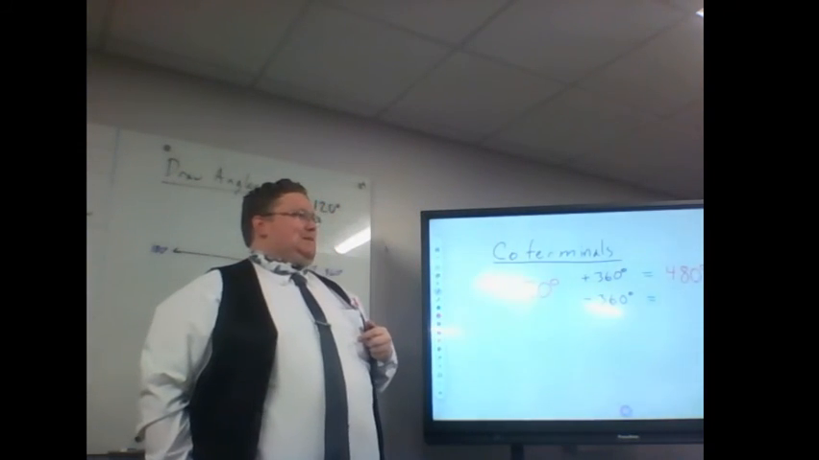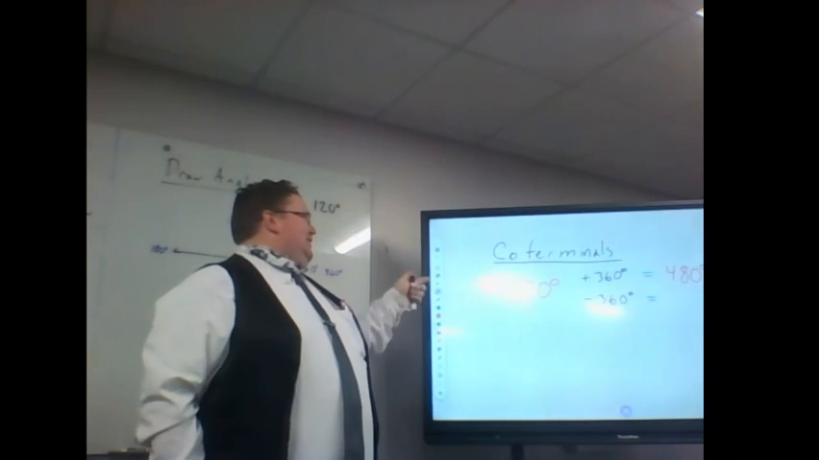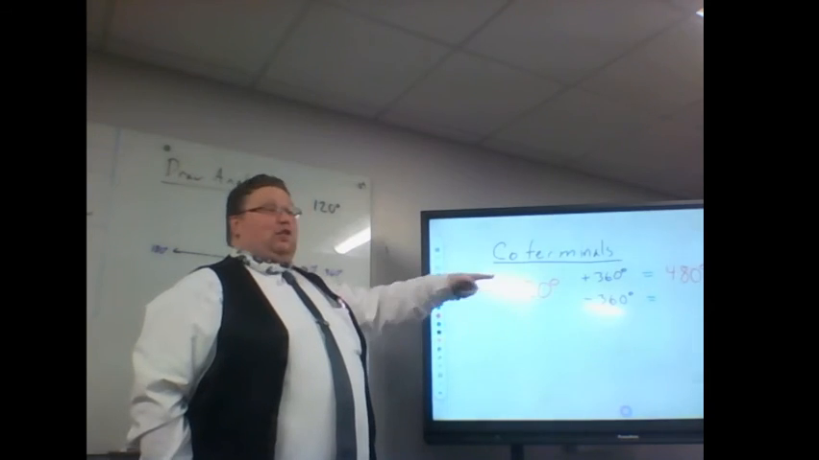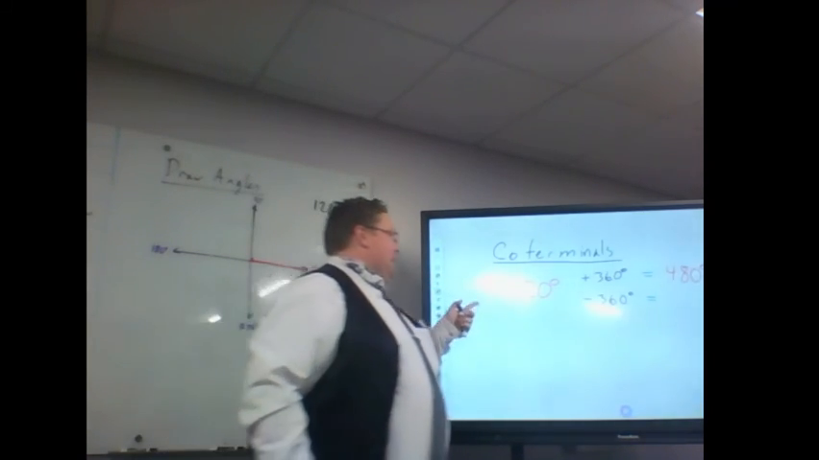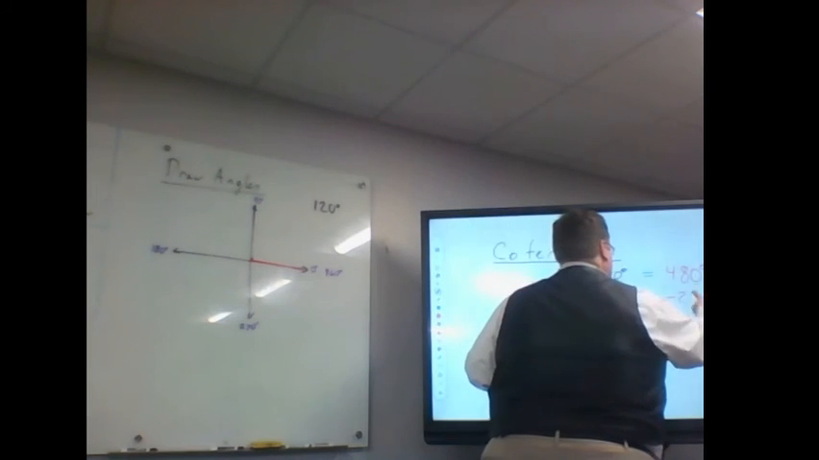Okay, and that's the answers? You don't have to do all the graphing stuff? Not until this section. Okay, I can also subtract 360. Subtracting 360 would give me an answer of negative 240.